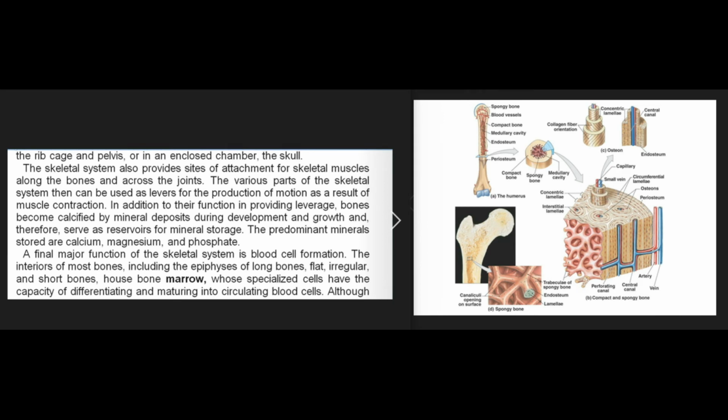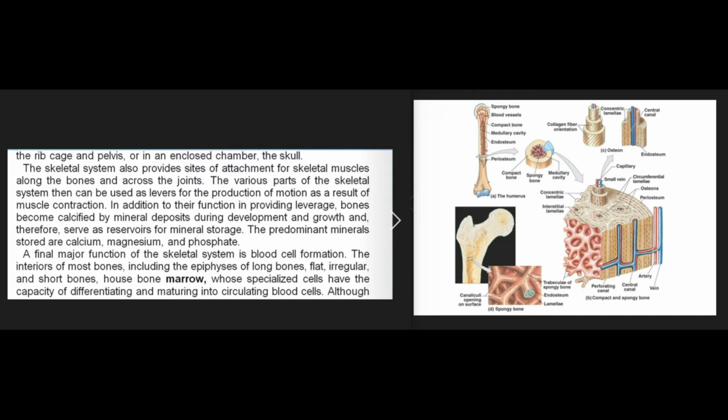The skeletal system also provides sites of attachment for skeletal muscles along the bones and across the joints. The various parts of the skeletal system then can be used as levers for the production of motion as a result of muscle contraction. In addition to their function in providing leverage, bones become calcified by mineral deposits during development and growth and, therefore, serve as reservoirs for mineral storage. The predominant minerals stored are calcium, magnesium, and phosphate.